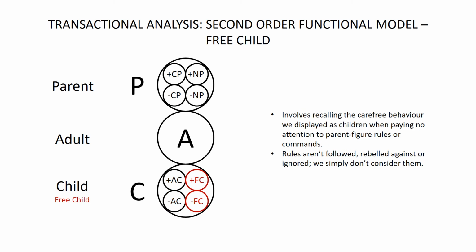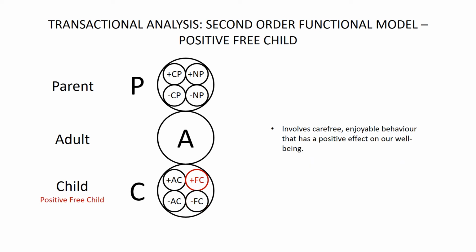In contrast to adapted child, the free child ego state involves the recalling of the carefree behaviour we display when we pay no attention to parent figure rules or commands. We are not following them, rebelling against them, or ignoring them. We simply do not consider them. We are in positive free child when this carefree, enjoyable behaviour has a positive effect on us, usually by increasing our sense of well-being.